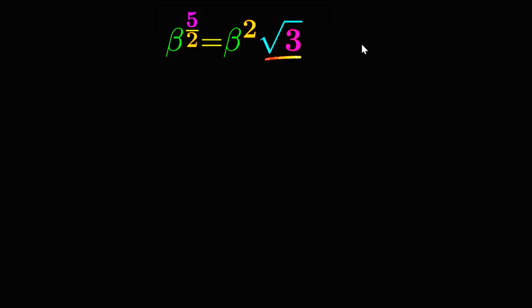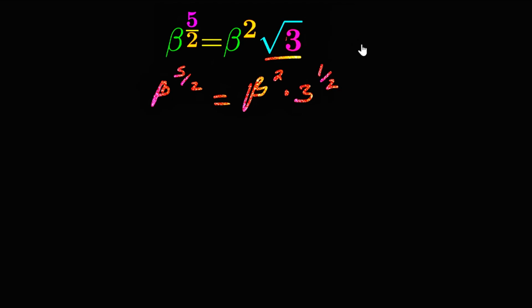Let us look at this nice equation. Solve for beta, and we're given that beta raised to the power 5 over 2 equals beta squared times the root of 3. So the first thing is just write everything to a power. We're going to have beta raised to the power 5 over 2 equals beta raised to the power 2 times the root of 3, which can be written as 3 raised to power 1 over 2.